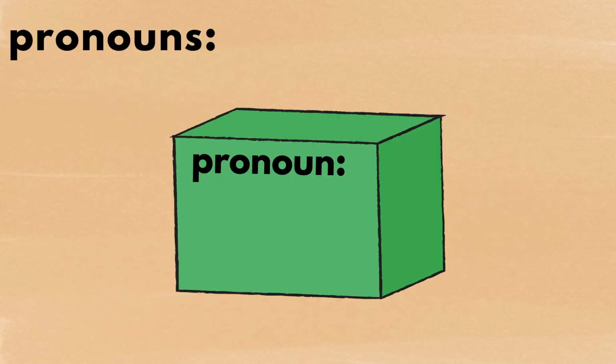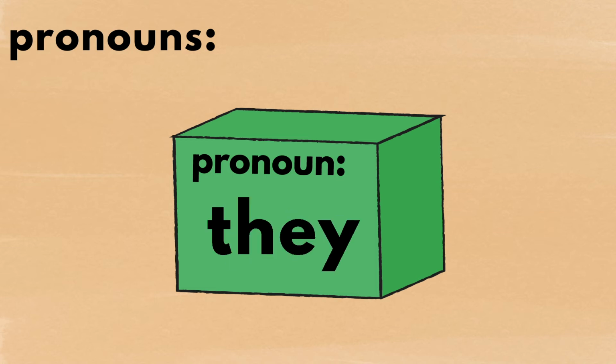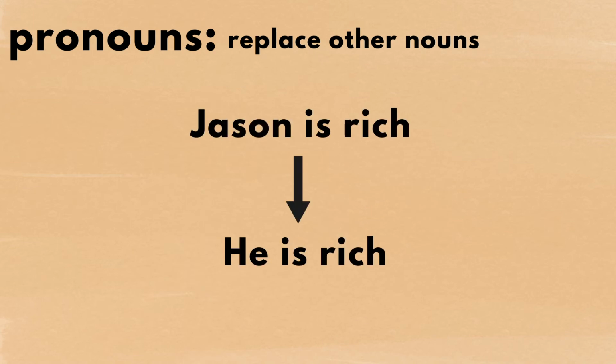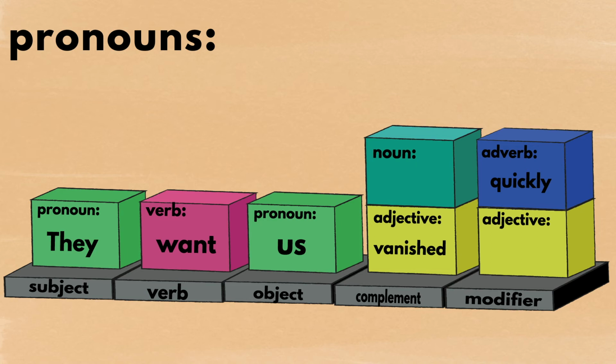The next part of speech is pronouns. Pronouns are words such as I, you, he, she, it, we, they, and so on. They can replace other nouns, as in Jason is rich to he is rich. For this reason, they're treated almost as equally as nouns are, and they come in subject and object's position.